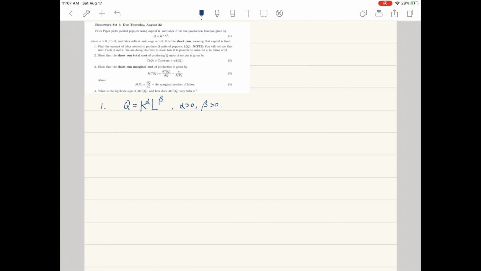For the first question, capital is constant in the short run, so labor can be written as a function of quantity.